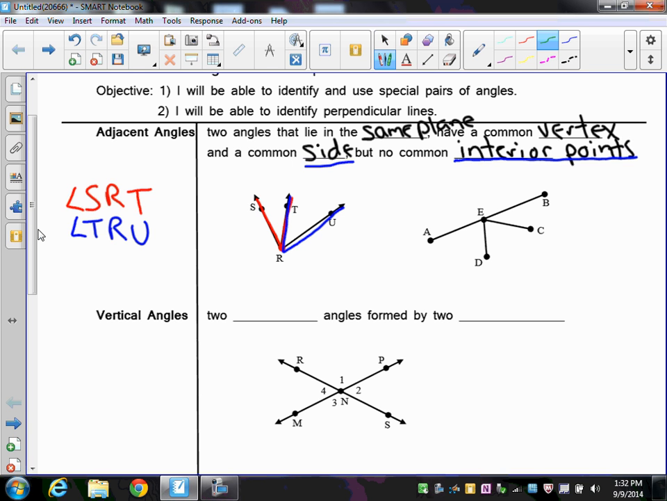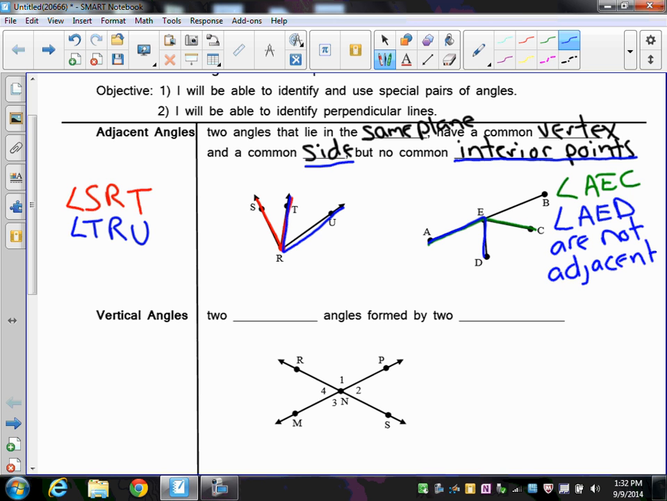To demonstrate the interior points a little bit better, I'm going to give two angles that are not adjacent with this next picture. So angle AEC and angle AED are not adjacent. The reason they're not adjacent is because all of these points in between here are shared. Those are common interior points.